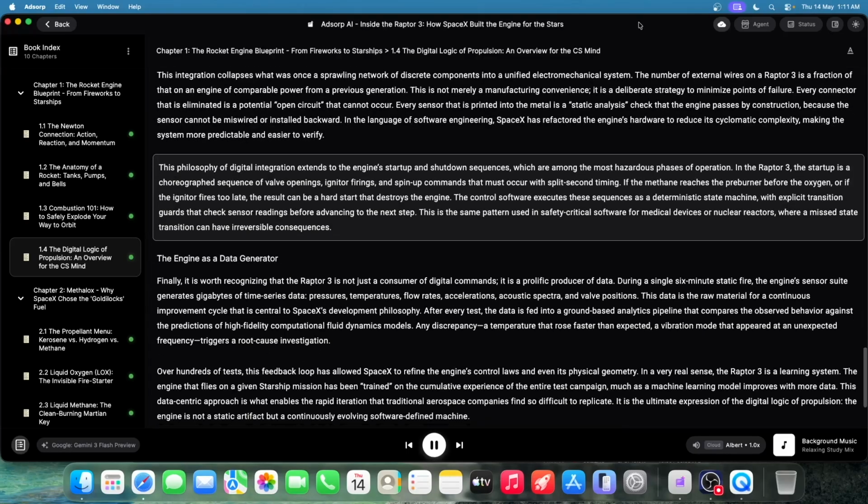And this philosophy of digital integration extends to the engine's startup and shutdown sequences, which are among the most hazardous phases of operation. In the Raptor 3, the startup is a choreographed sequence of valve openings, igniter firings, and spin-up commands that must occur with split-second timing. If the methane reaches the preburner before the oxygen, or if the igniter fires too late, the result can be a hard start that destroys the engine.